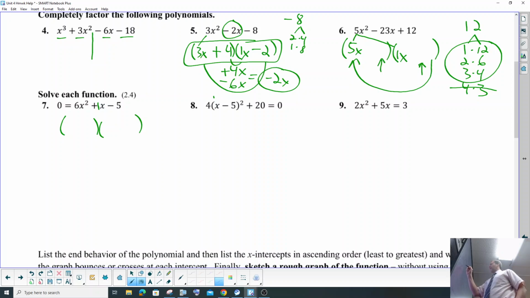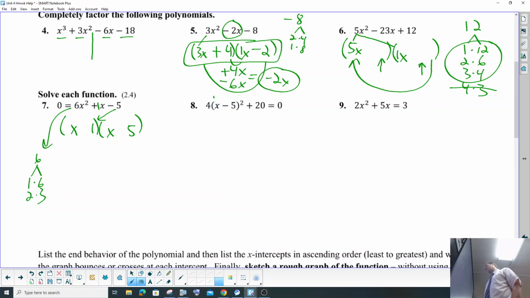So x squared factors into x and x. We know that 5 has to be a 1 and a 5. So I put the 1 down that it has to be, right? Because there's no other factors of 5, just 1 and 5. So those are kind of solid. Those stay put. It's the 6 that could be a 1 and a 6, or it could be a 2 and a 3. So I'm going to try the 2 and a 3. Probably not going to work.